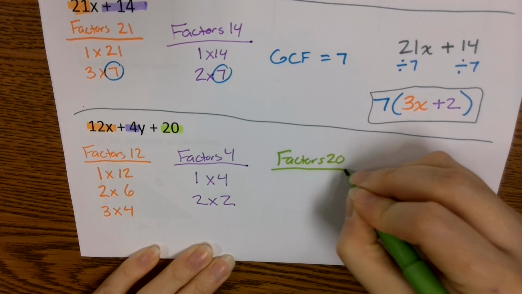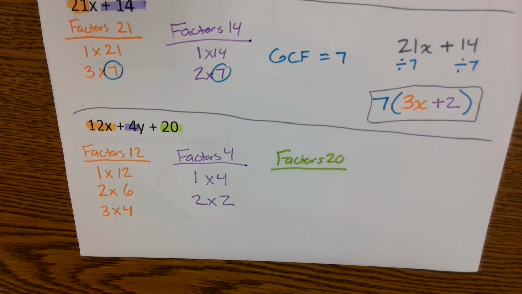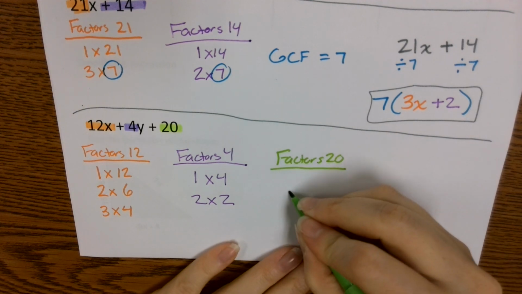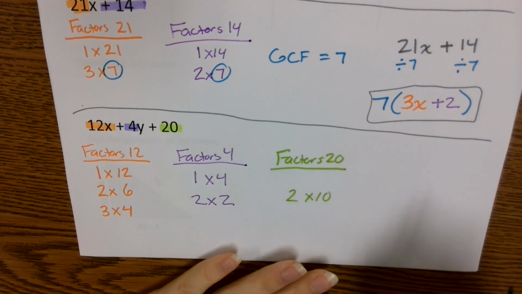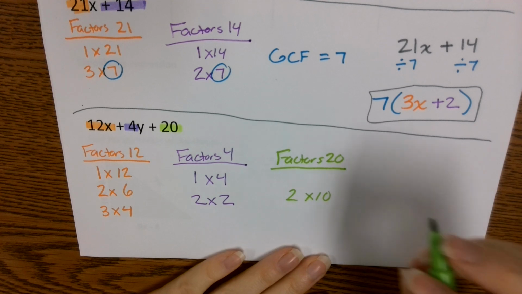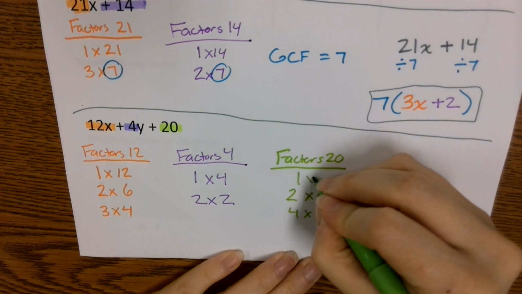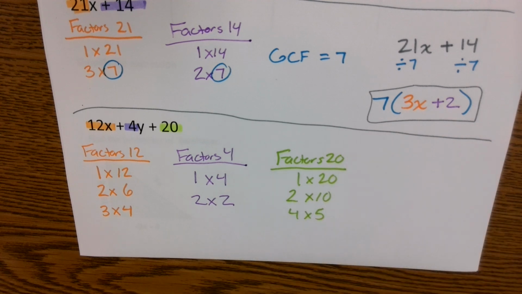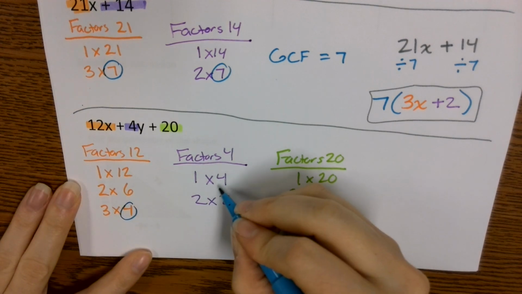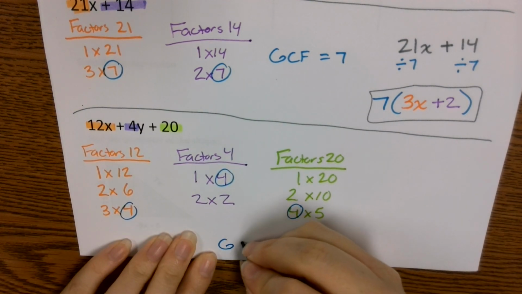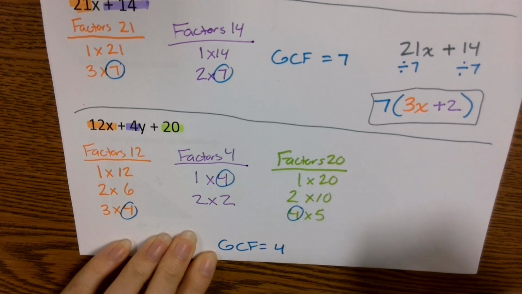Okay, listing off all the factors of 20. What are those going to be? Madison? Okay, 2 times 10 we've got. What else do we have? Go ahead, Fahim. 4 times 5. And of course, we always have the 1 times 20, right? You always got 1 times the number. Okay, what's our greatest common factor here? 4, right? They all have the 4 in common. So our greatest common factor is going to be equal to 4.